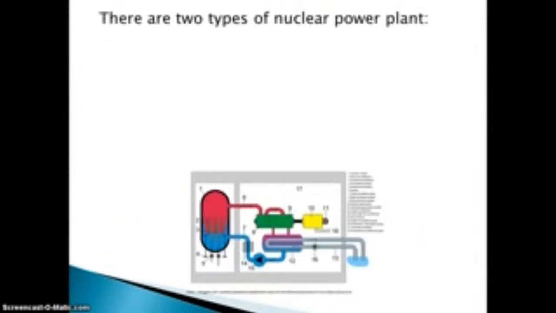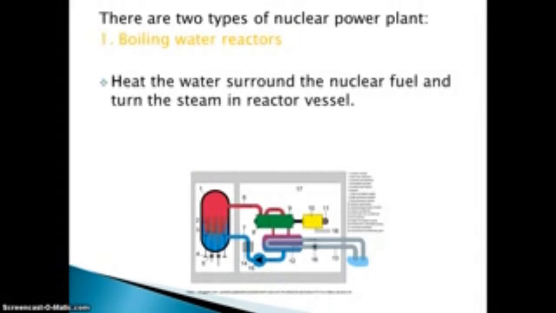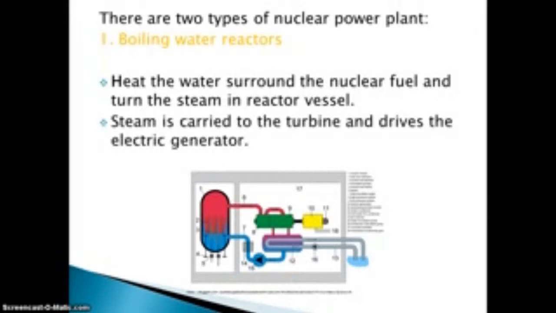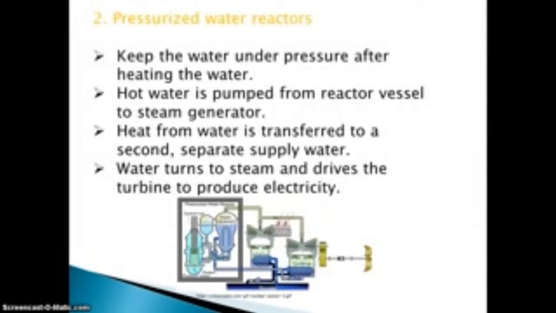There are two types of nuclear power plant. 1. Boiling water reactors. They heat the water surrounding the nuclear fuel and turn it into steam in the reactor vessel. Steam is carried to the turbine and drives the electric generator. Electricity is produced.